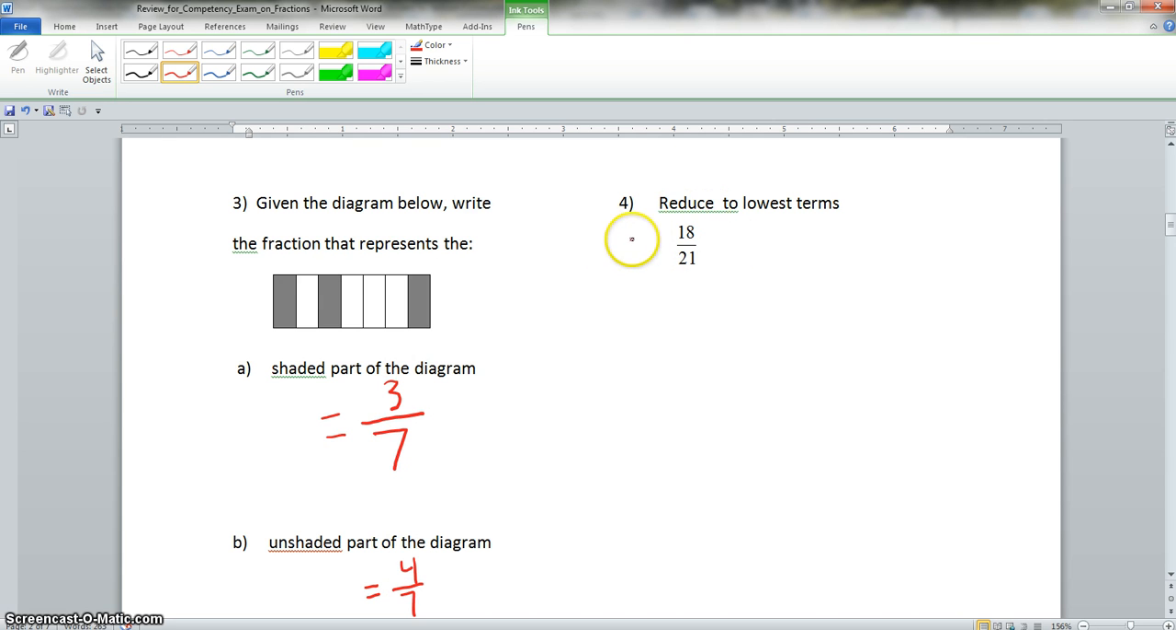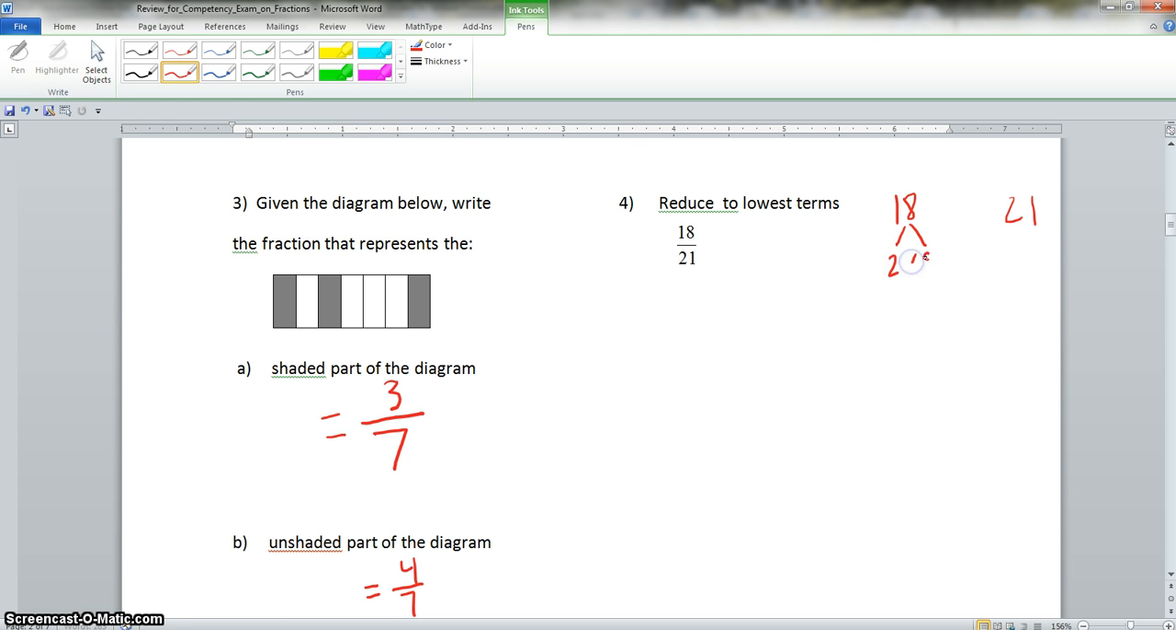Okay, now we get to number 4. It says reduce to lowest terms. We have 18 over 21. Now we simplify using the prime factorization. We have 18, we have 21. So we break 18 down to the prime factors.